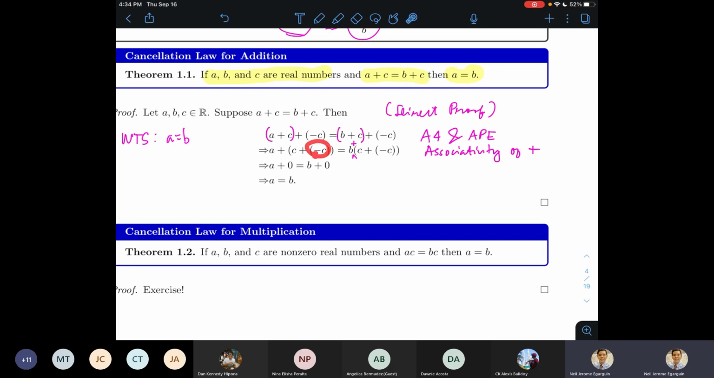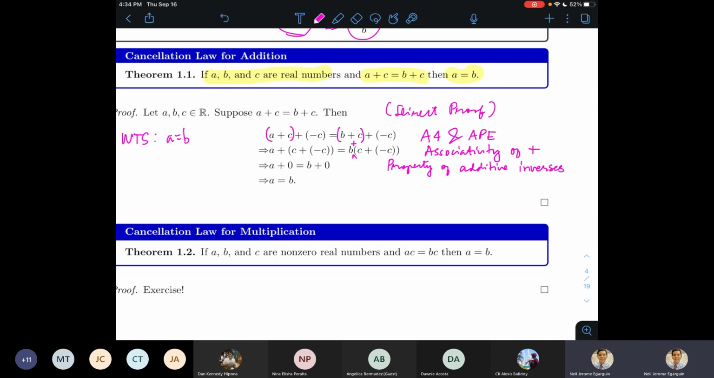Okay. And then now to the next line, we have c plus negative c. So we know that negative c by notation is the additive inverse of the number c. So when I add negative c to c, I'll get the additive identity, which is 0. All right. Same thing goes on the right side. So here the reason is by property of additive identity. Oh, sorry, additive inverses.